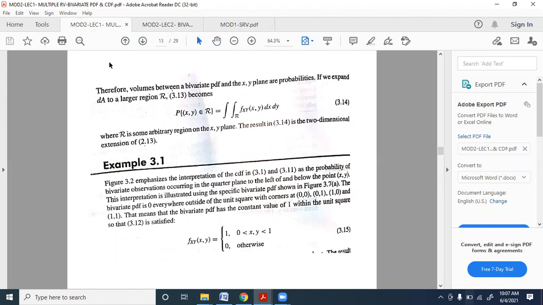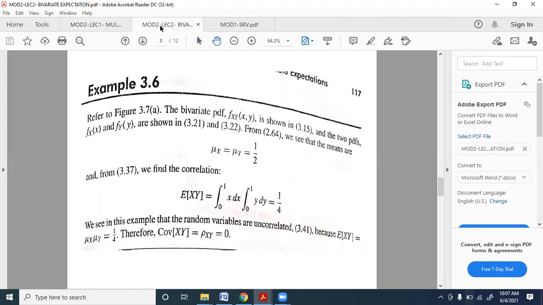This is what we need to consider, right? And there, if you try to consider it, then at that time the mean values will be equal, each of the values will be 1/2, because they are ranging from 0 to 1. So now E[XY] will be equal to, from 3.37.